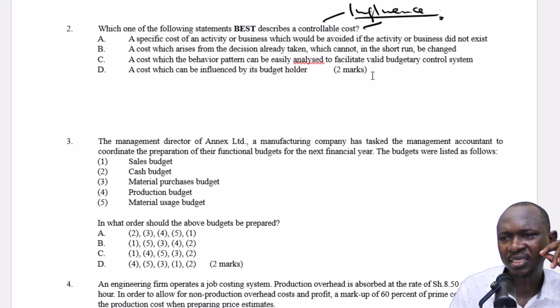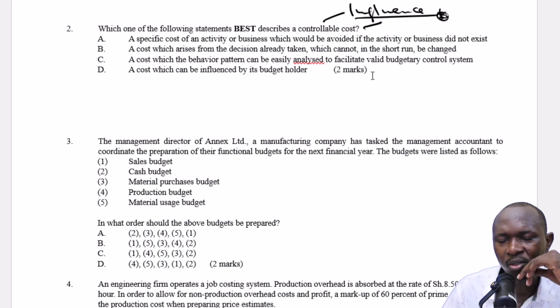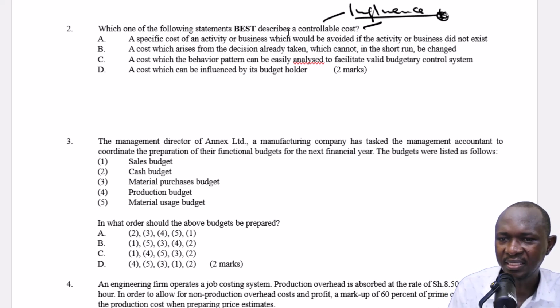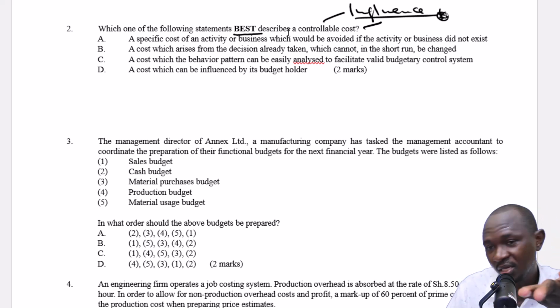So this is the key term that we'll be looking at as we go through the multiple choices. Can the management influence that cost? Okay, so let's look at the question. What they want is a statement that best describes a controllable cost. So possibly they all describe it, but which one best describes it?